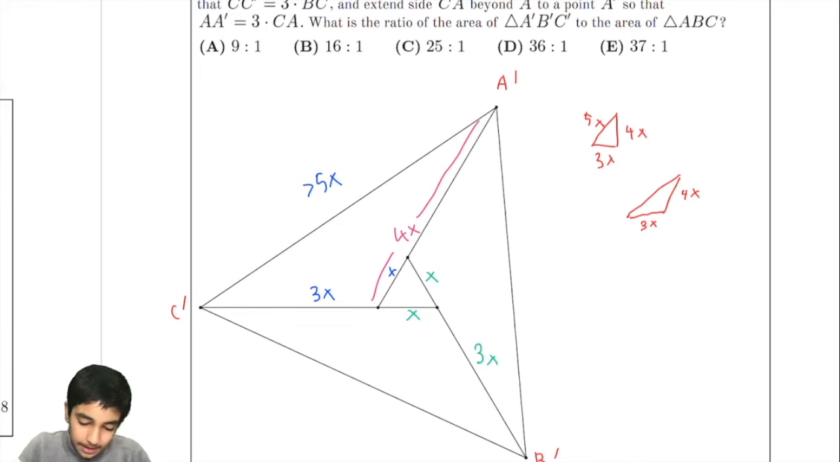So from here we can see that these 3 choices are all ruled out, right? Because we see that it's going to be more than 25 times the area. So now we're just left with 2 choices. So now what can we do?